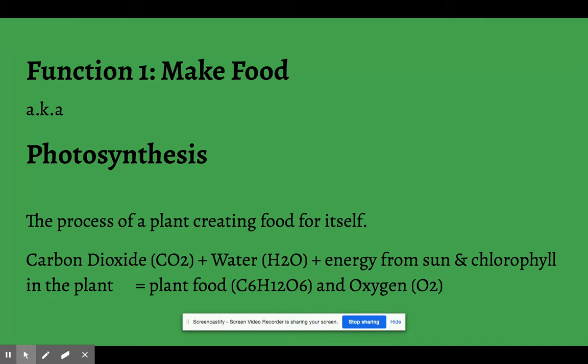That's the main function of the plant, is to make food, and that process is called photosynthesis. It's a chemical reaction that happens inside the plant where carbon dioxide and water, plus energy from the sun and chlorophyll in the plant, make plant food. And that plant food, that chemical, if you're looking at the chemistry composition, is called C6H12O6. And there is some excess oxygen that gets released.